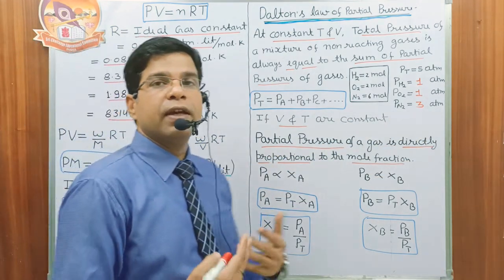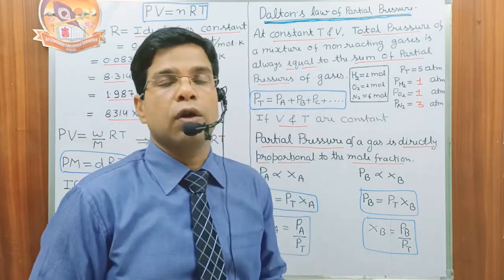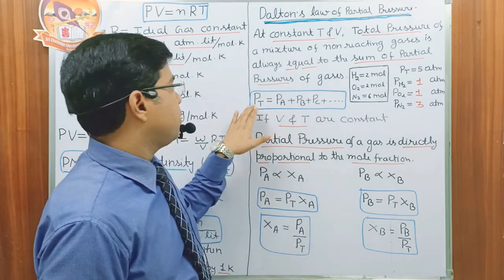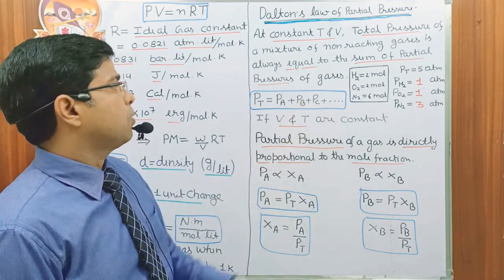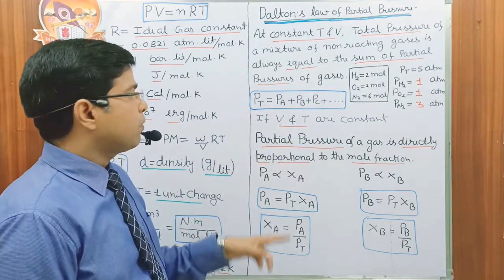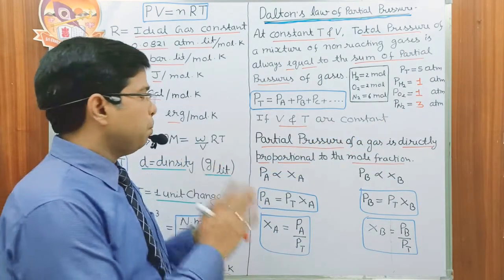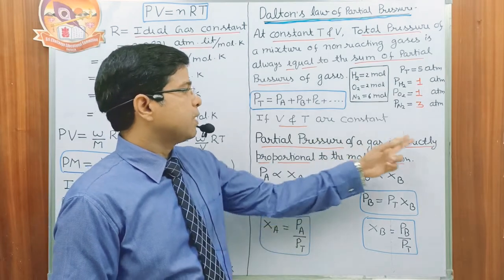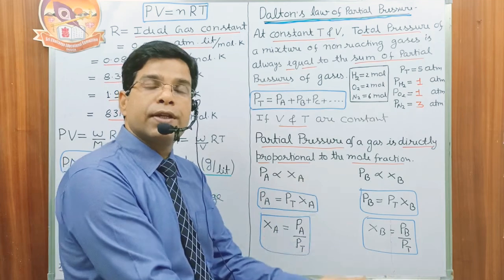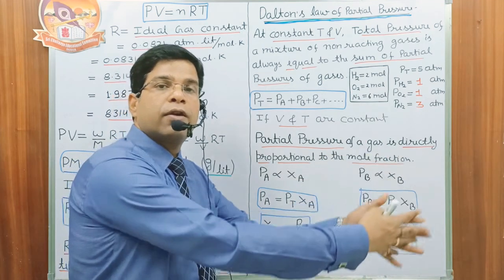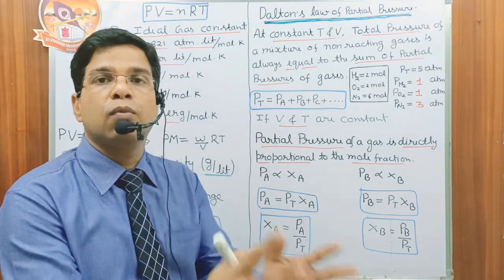Or if we have a container in which we have A, B, C and so on, then PT is equal to partial pressure of A plus partial pressure of B plus partial pressure of C and so on, if volume and temperature are constant. Partial pressure of any gas is directly proportional to the mole fraction of that gas. The higher the percentage, the higher the contribution to the total pressure. Percentage divided by 100 will give you the mole fraction.